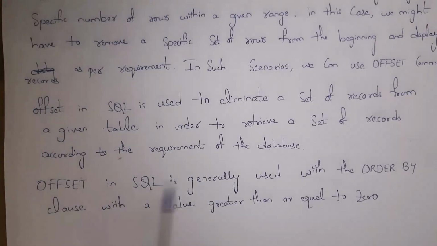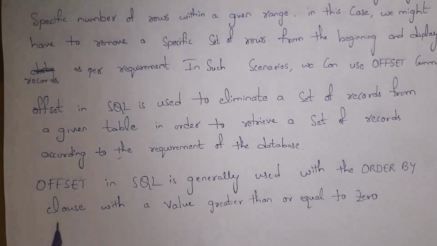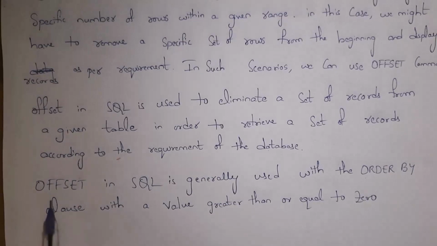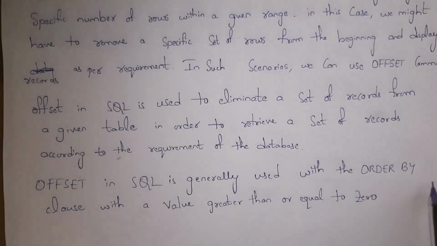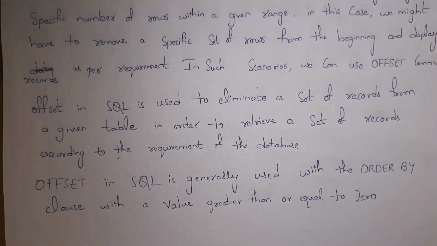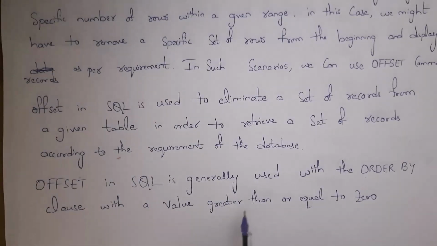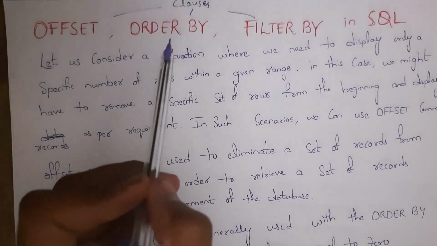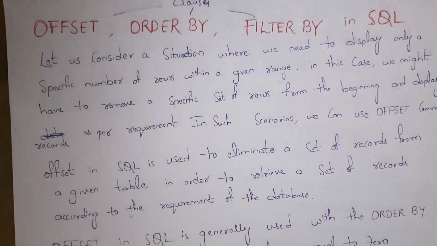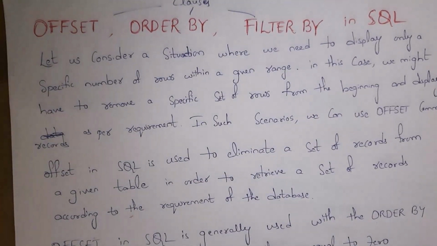Offset in SQL is generally used with the order by clause with a value greater than or equal to 0. That means, normally we will use offset along with the order by clause. And whatever offset value you give, it must be greater than or equal to 0. We should not give negative values. Next, I will explain what is the use of the order by clause. The name itself says order by. That is nothing but it will display data in a particular order.